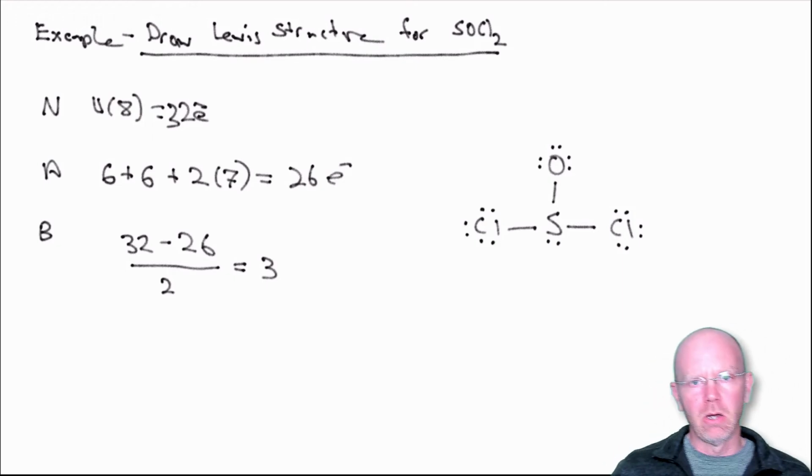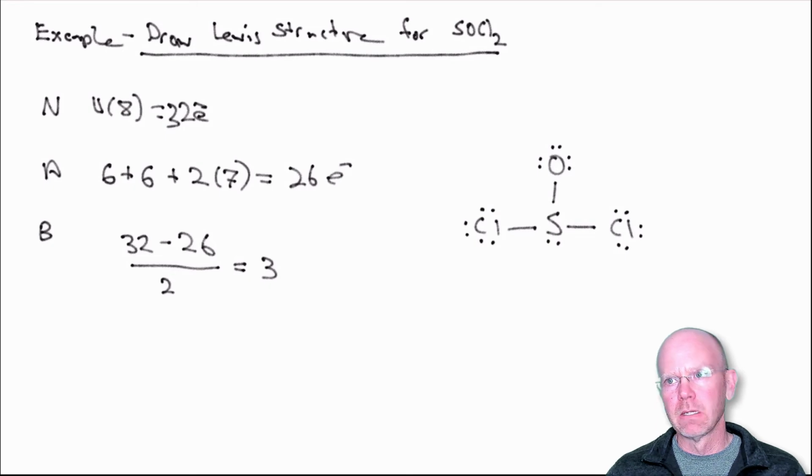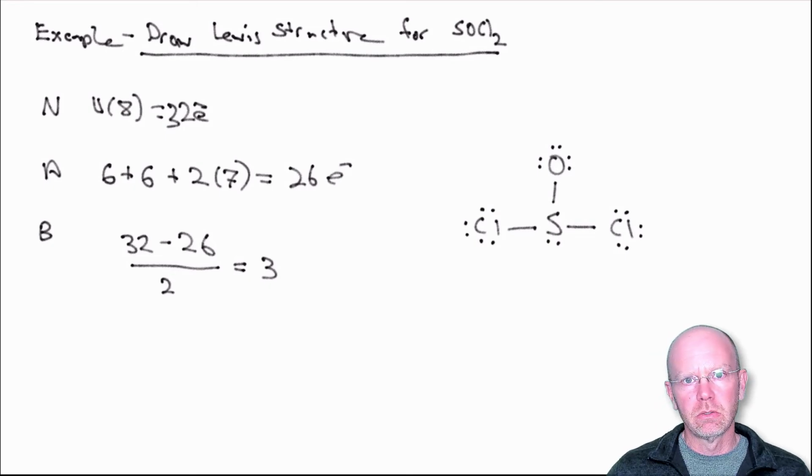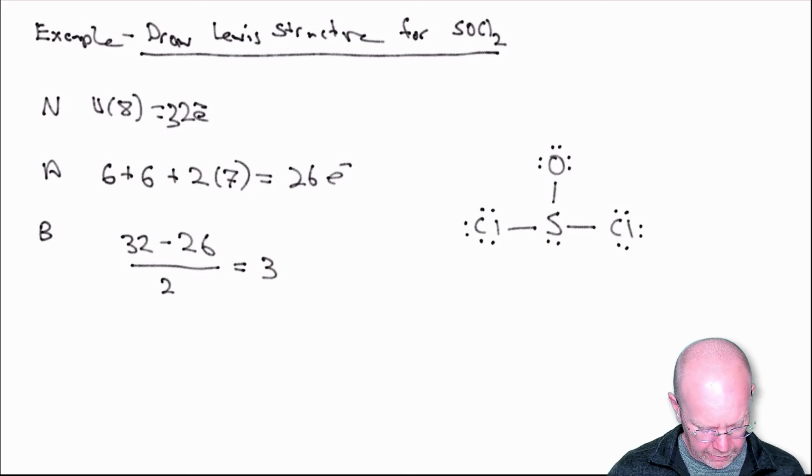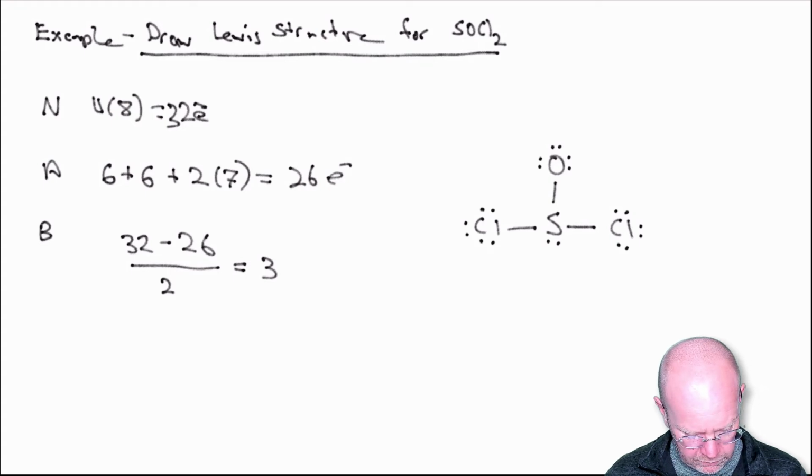So we can see that all of the atoms in this Lewis structure have an octet, and so that's a good Lewis structure for thionyl chloride. There are no charges here, so we don't have to draw a square bracket or anything like that. This is just the best Lewis structure we can draw for this molecule.